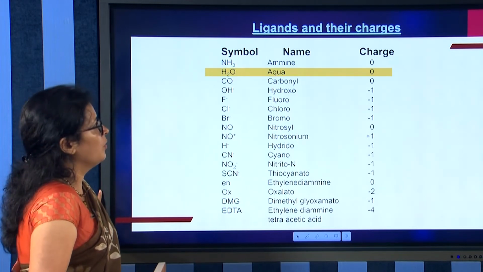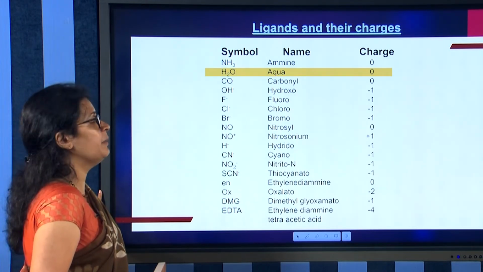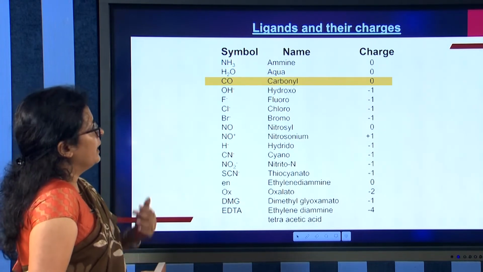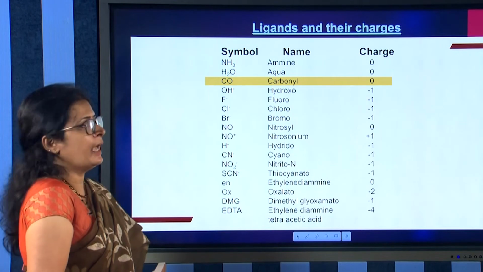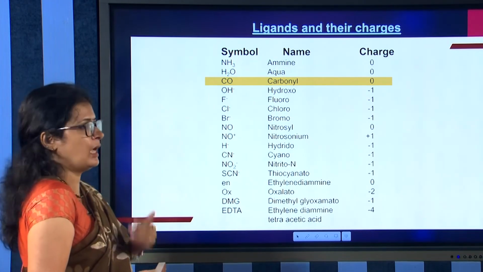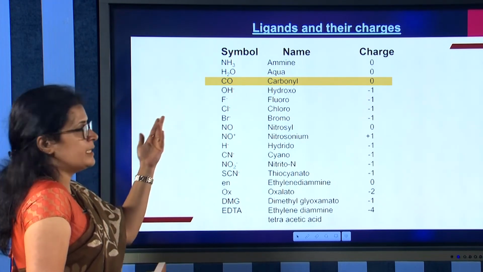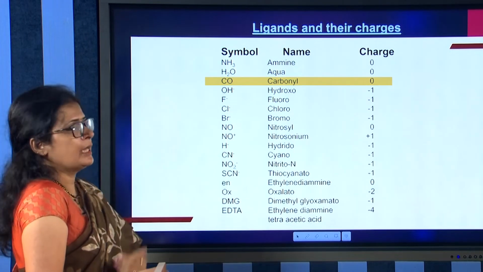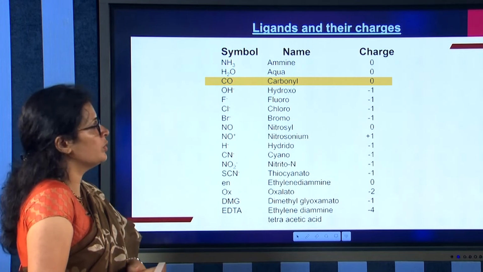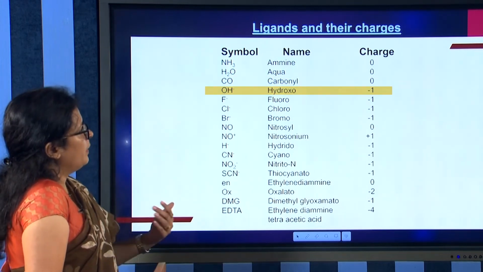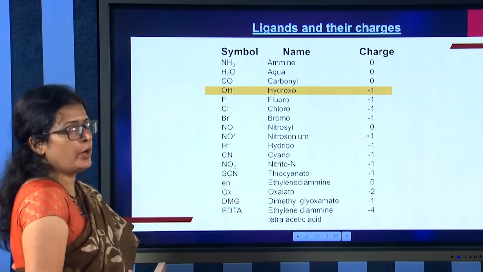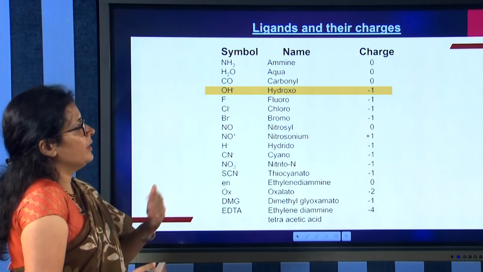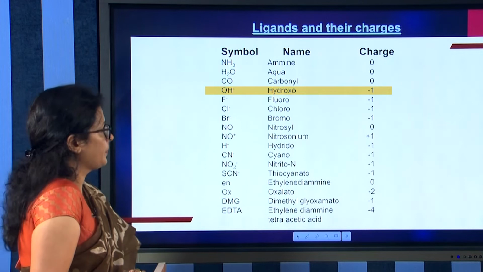Next is water, H2O. It is named aqua, and the charge is 0. Next is CO, the carbonyl ligand. Carbon monoxide, CO, is carbon monoxide, but the ligand name is carbonyl. The charge carried by this ligand is also 0. Coming to the next type, OH minus is the hydroxo ligand. It has a charge of -1.